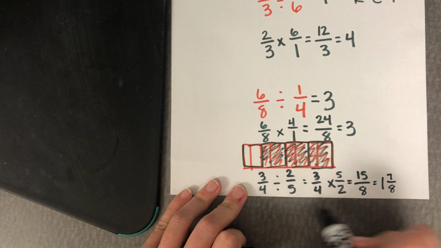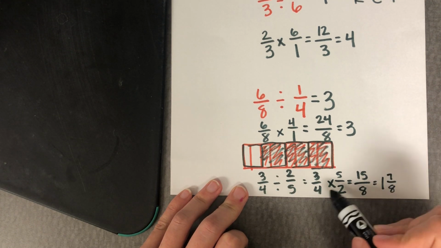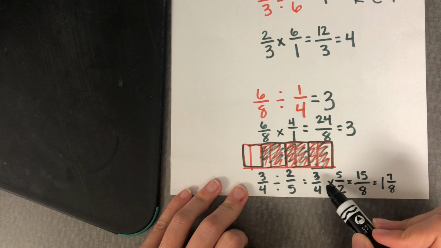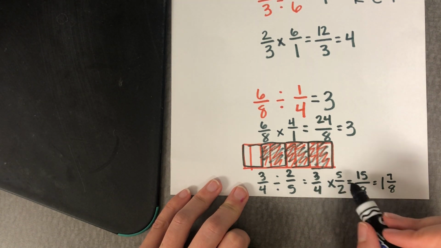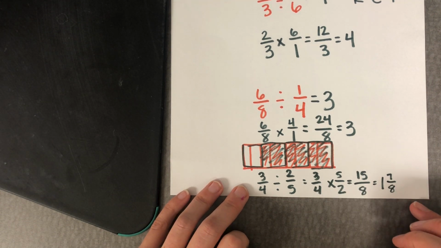And that's how you would solve it without drawing a picture. You just change the division sign to multiplication and you flip your second fraction over and then just multiply straight across using the rules that we learned last week.